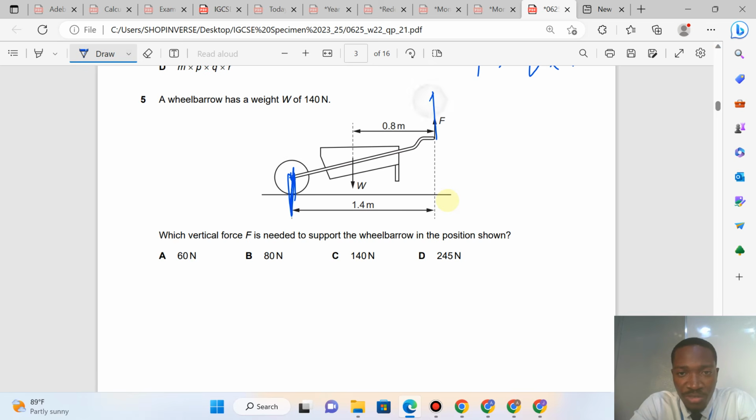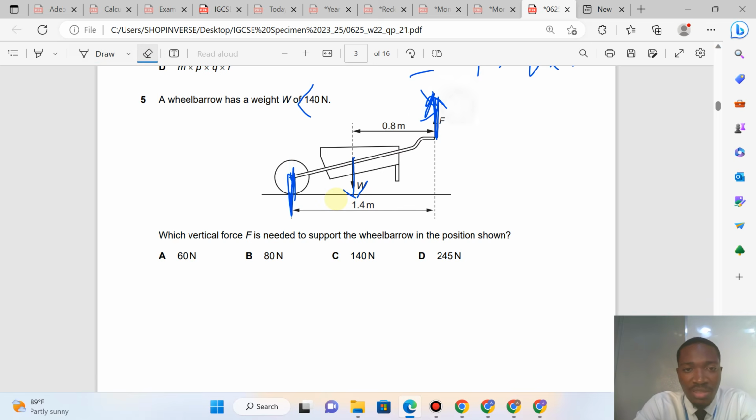The force F is the force producing the anticlockwise moment, while the force producing the clockwise moment is the weight. What's the distance between the force producing the anticlockwise moment and the pivot? That distance is from here to here, and that is what we have here as 1.4 meters.